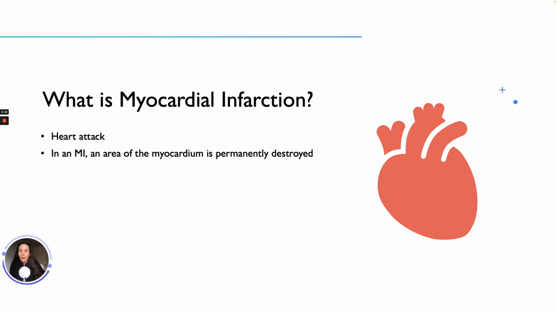So what is myocardial infarction? It's also known as an MI or a heart attack, and it is a coronary occlusion as myocardial ischemia causes an acute coronary syndrome that can result in myocardial death. In an MI, an area of the myocardium is permanently destroyed because plaque rupture and subsequent thrombosis formation results in complete occlusion of the artery. The acute coronary syndrome includes unstable angina, non-ST segment elevation MI, and ST segment elevation MI.